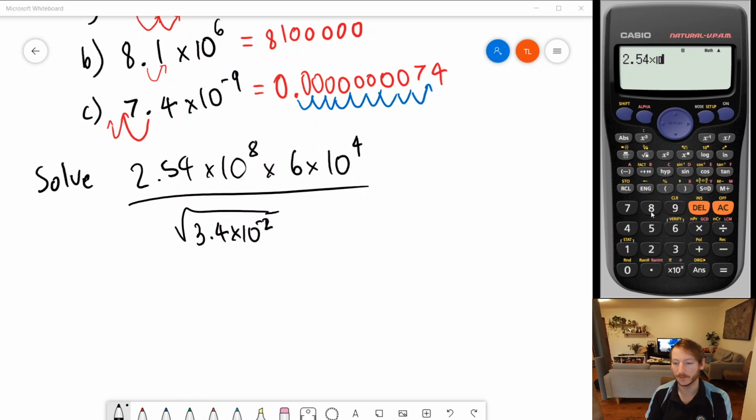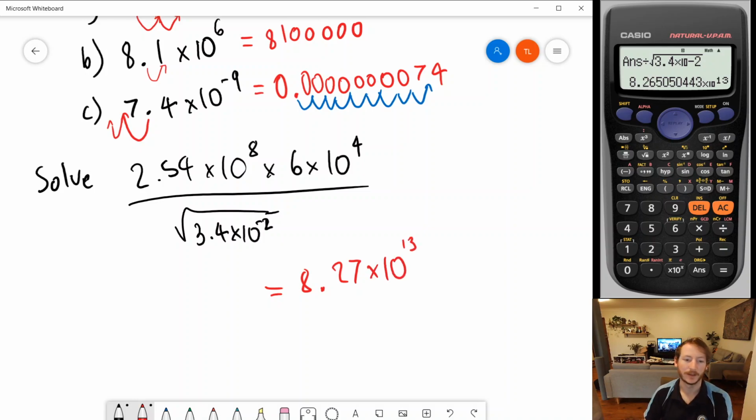So 2.54 times 10 to the 8. And I want to times that by 6 times 10 to the 4. I'm not using my calculator correctly. And then we're dividing that by the square root of 3.4 times 10 to the negative 2. There we go. I might shorten that as our answer, otherwise I'm going to be there for ages writing, but 8 point, let's say 27. 2 decimal places is nice. It's 10 to the 13. Quite a large number. Alright, have a go at the exercises.